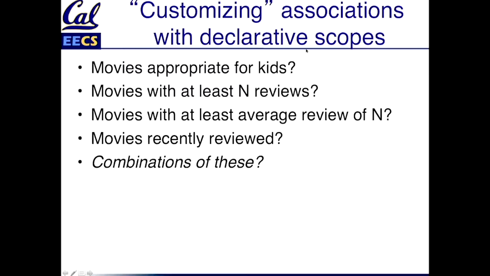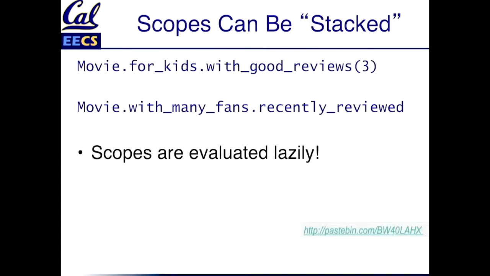So is there a way that you can express some of these reusable queries in a way that you can put them together like building blocks? In fact, scopes allow you to do exactly this. This is the code we'd like to be able to write: movie.forKids would return just movies with a certain rating, but we'd like to be able to chain onto that, for example, movies with good reviews, maybe an average review rating above 3 across all the reviews for that movie.